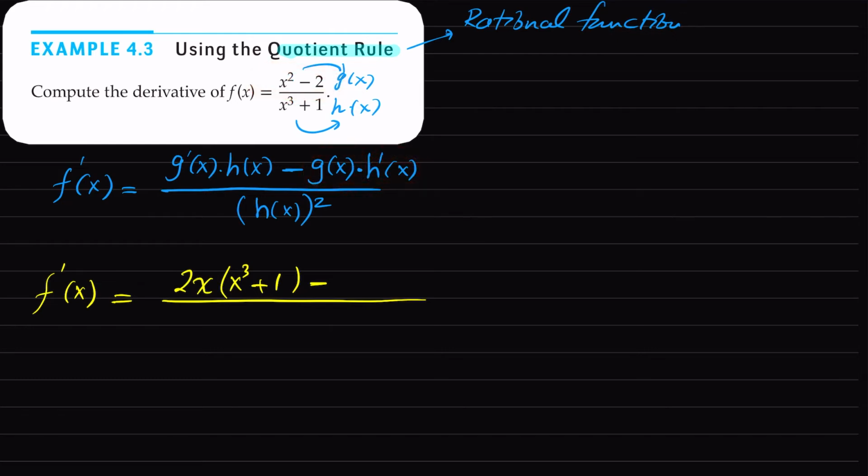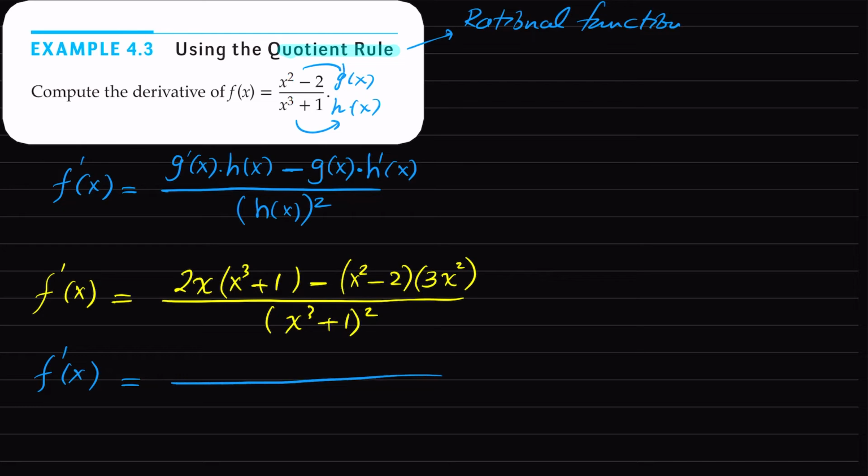We will keep the first as it is, x squared minus 2, multiplied by h prime. Negative, first we will do the derivative of x cubed and the derivative of 1. Derivative of 1 is constant, 0, so the derivative of x cubed, we will drop the 3 down and we subtract the power by 1 like that, and the denominator is (x cubed plus 1) squared. So f prime of x, we will keep (x cubed plus 1) squared.